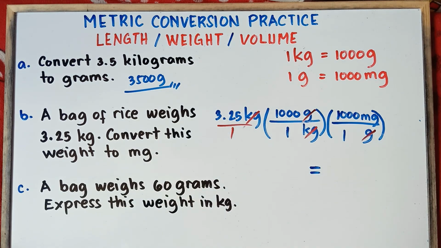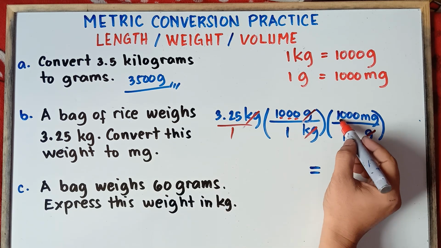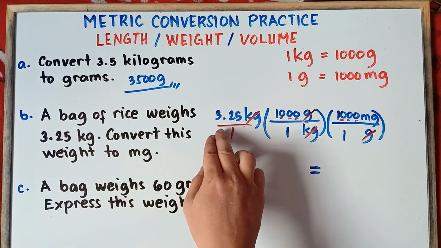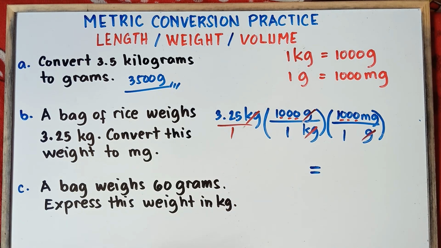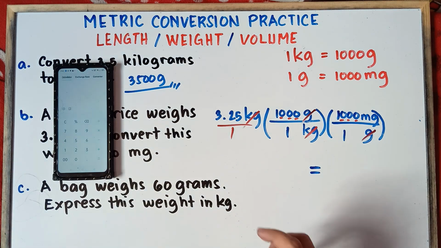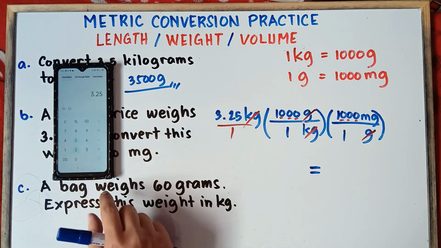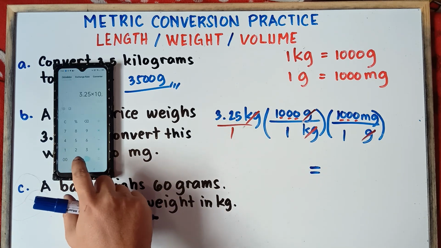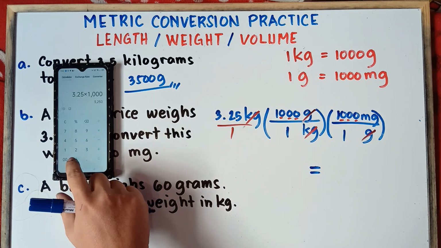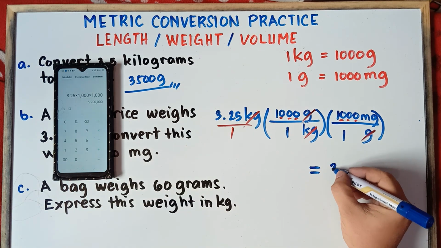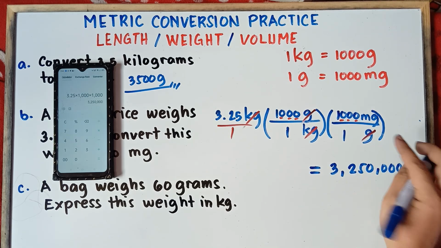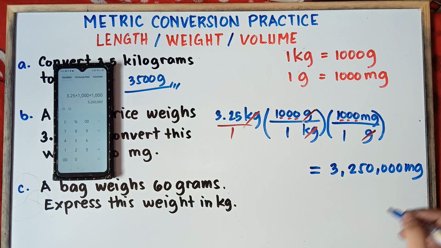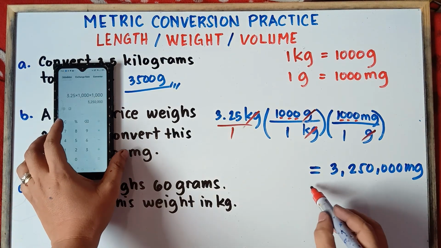You have 6 zeros. 1, 2, 3, 4, 5, 6. You can move the decimal point 6 units going to the right. But if you're confused, class, you can use your calculator. You will have the same answer anyways. So 3.25 times 1,000 times 1,000 times another 1,000. So you will have 3,250,000. Do not forget the units, class, milligrams. That's the answer for letter B, class.